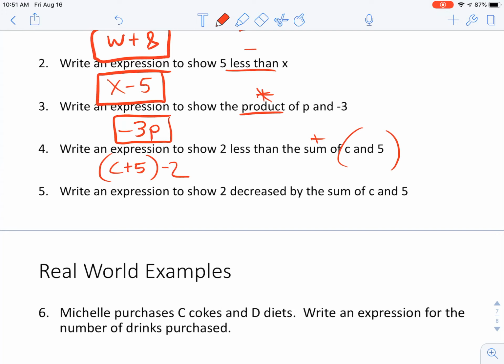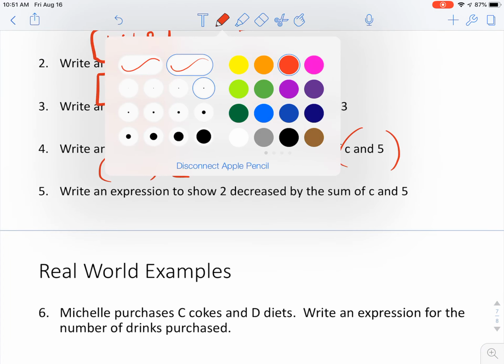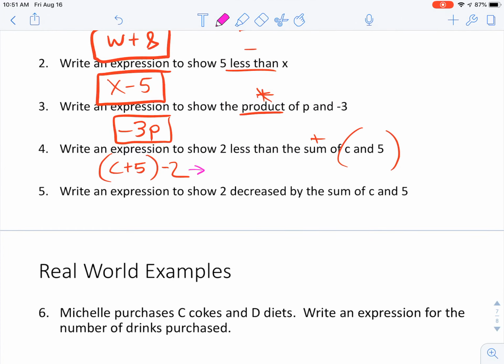If you left this here, that would be totally fine. But I would go a step further and say, well, with addition inside the parentheses, I can't really do anything with that. So I'm going to move forward and eliminate the parentheses and get to c plus 5 minus 2. And that can really turn into c plus 3. So c plus 3 is the best answer, but I would take c plus 5 minus 2. Either answer would get accepted.